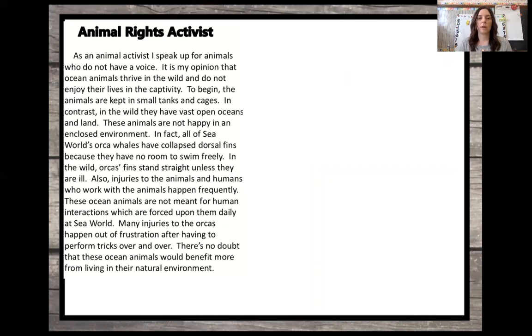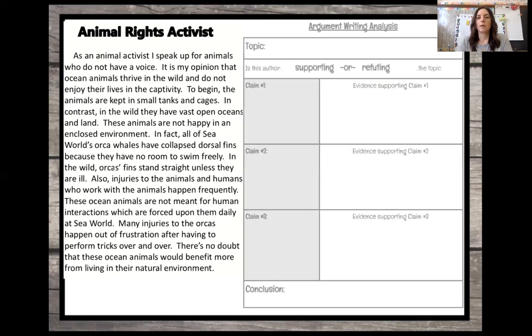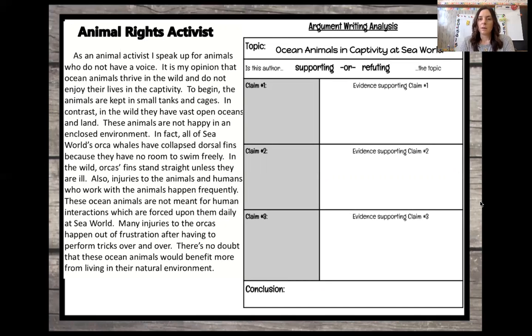So let's use our organizer to analyze this text. The topic is the same. The topic is ocean animals in captivity at SeaWorld, and this author is refuting the topic. Right away, the author says that ocean animals thrive in the wild and do not enjoy their lives in captivity. Now let's start to pull out the claims.